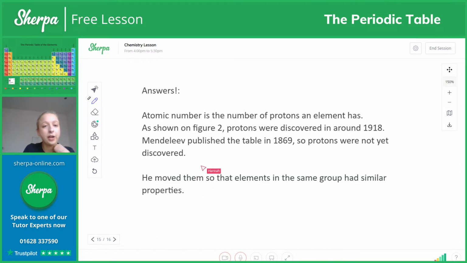So if we jump straight in, this is on the mark scheme. I've copied it straight off the mark scheme. Atomic number is the number of protons an element has. That would give you 1 mark. And as shown on figure 2, protons were discovered in around 1918. Mendeleev published his table in 1869, so protons were not yet discovered.